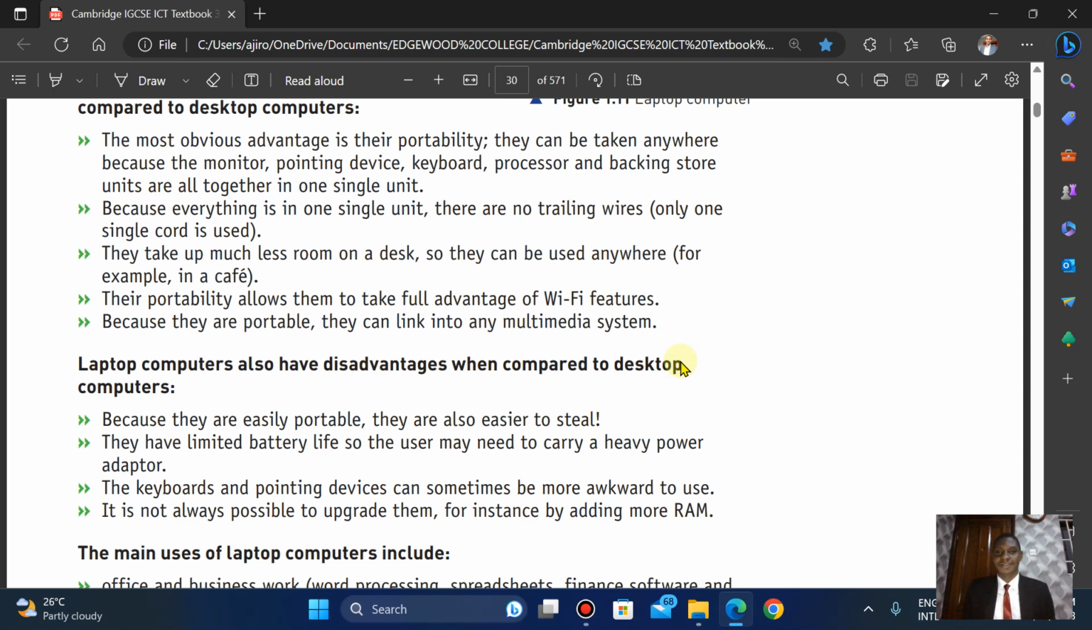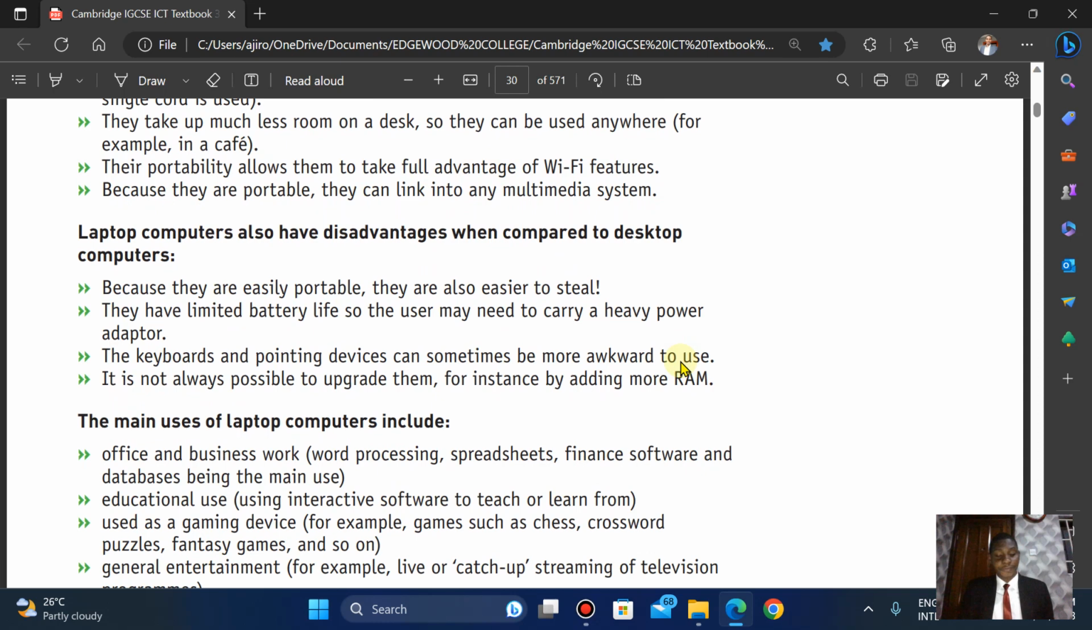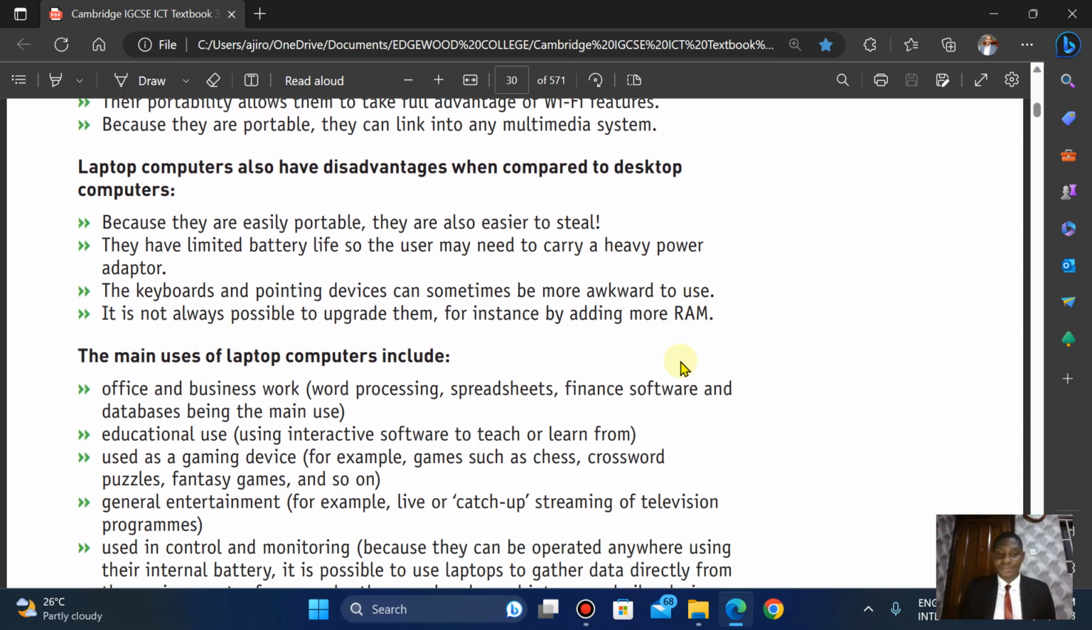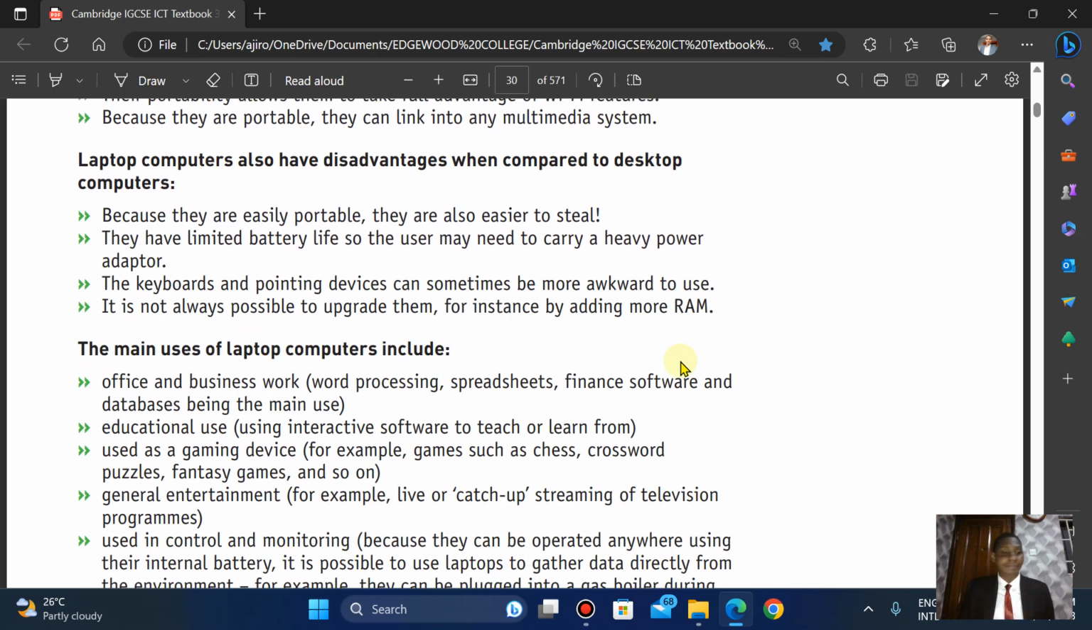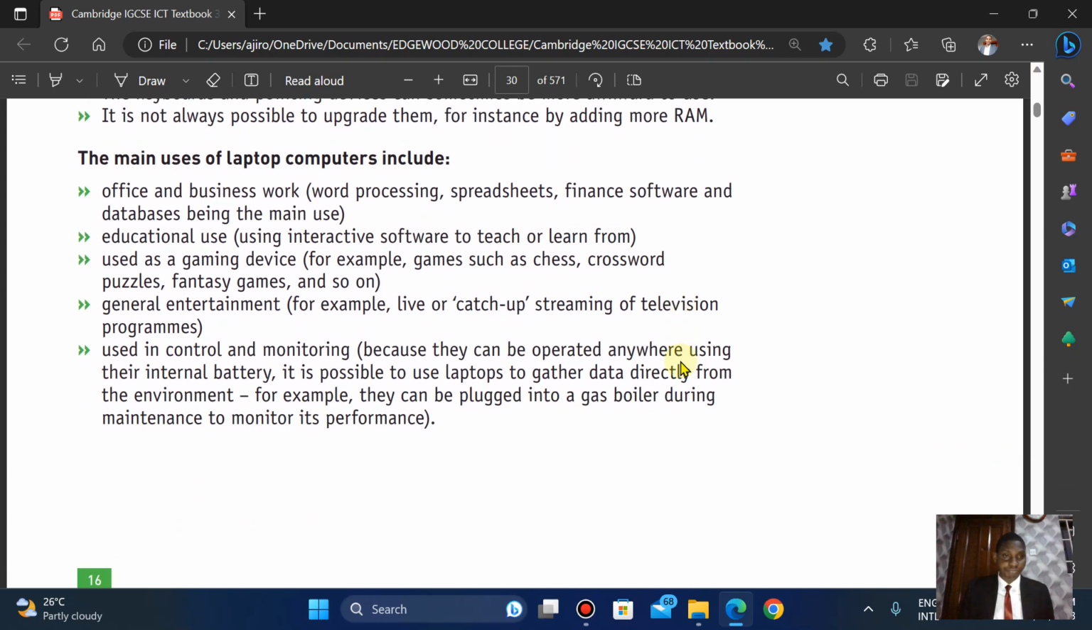That's why today some people prefer using the mouse even when they have a touchpad. Makes sense, right? I know you were saying this is a disadvantage, but now it makes sense. Also, it's not always possible to upgrade them, for instance by adding more RAM, and that is a disadvantage. The same uses you have for your desktop are the same uses for your laptop: office work, educational use, general gaming, streaming, monitoring, and controls.